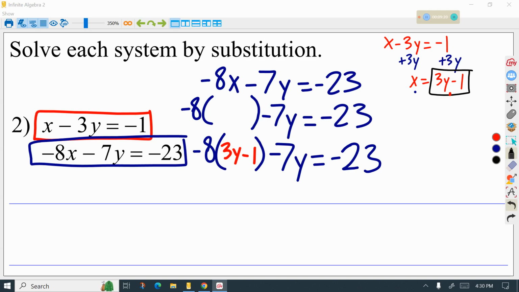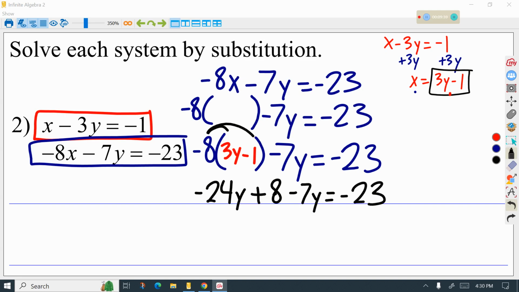The next thing that we do is we apply step 3, the distributive property, okay? So I'm going to do negative 8 times positive 3, and that's going to give me negative 24 times y. Then we get negative 8 times negative 1. A negative times a negative gives you a positive. Okay, so now we got negative 7y equals negative 23.